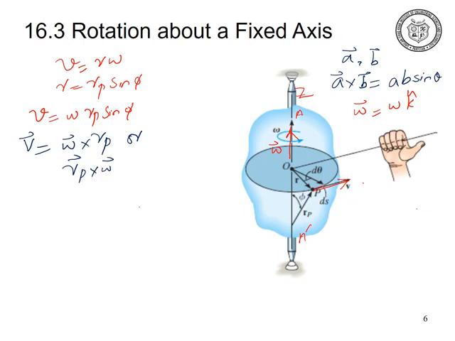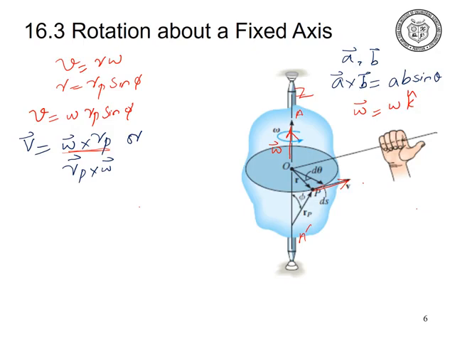So the first case is omega cross rp. You have to point your hand in the direction of omega. Then turn your palm in the direction of rp, and rotate your fingers from omega toward the direction of rp, so that your thumb points in the cross product direction, which in this case is the velocity direction.